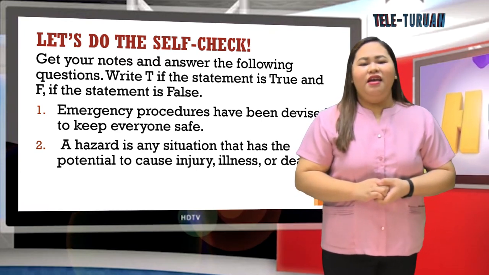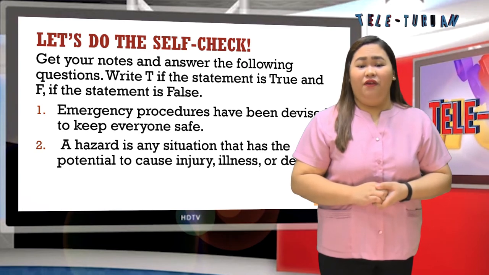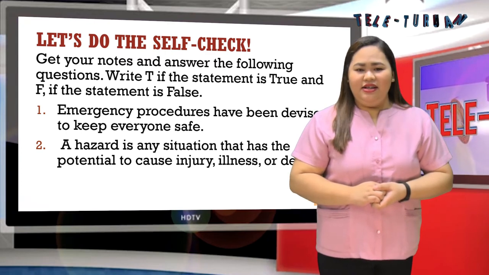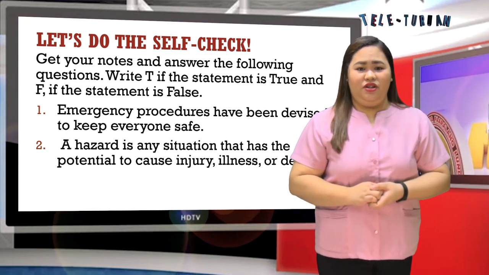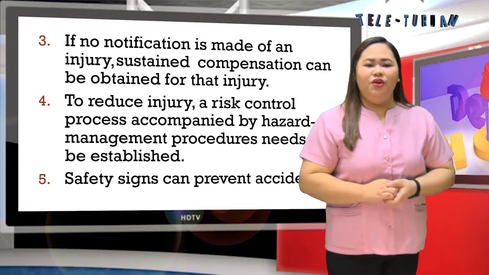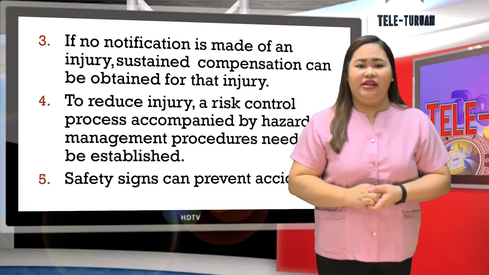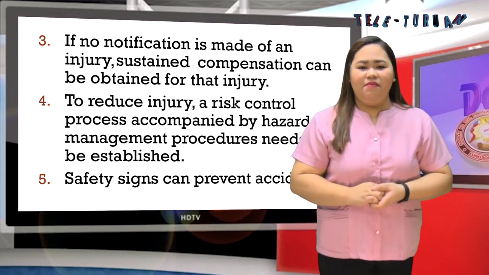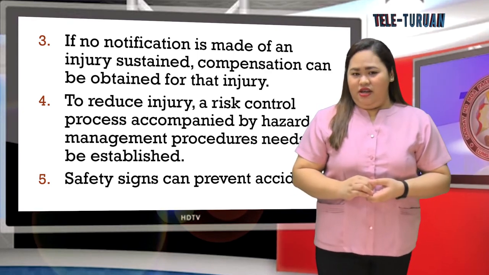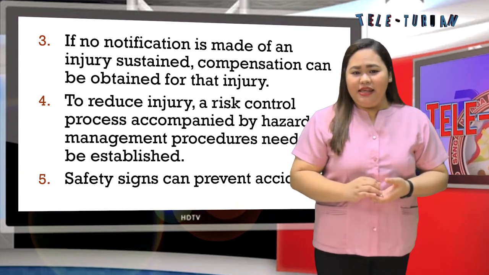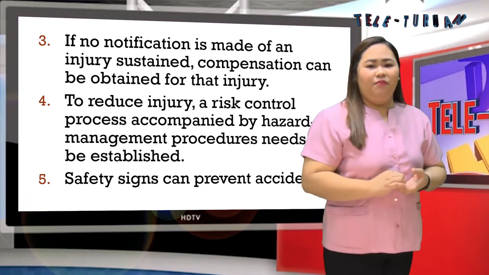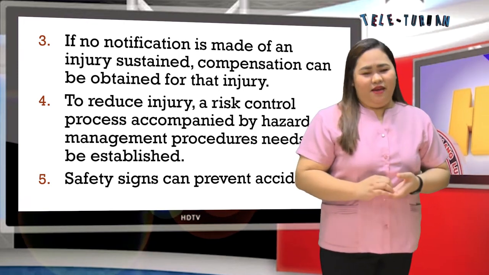Question number one. Emergency procedures have been devised to keep everyone safe. Number two. A hazard is any situation that has the potential to cause injury, illness, or death. Number three. If notification is not made of an injury sustained, compensation can be obtained for that injury. Number four. To reduce injury, a risk control process accompanied by hazard management procedures needs to be established. And last, number five. Safety signs can prevent accidents.